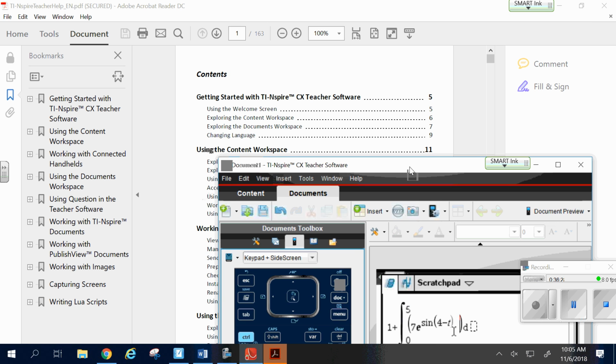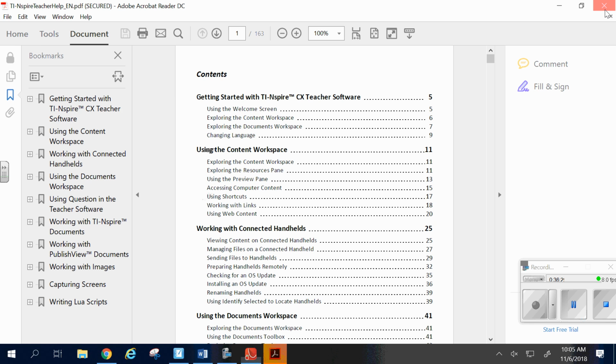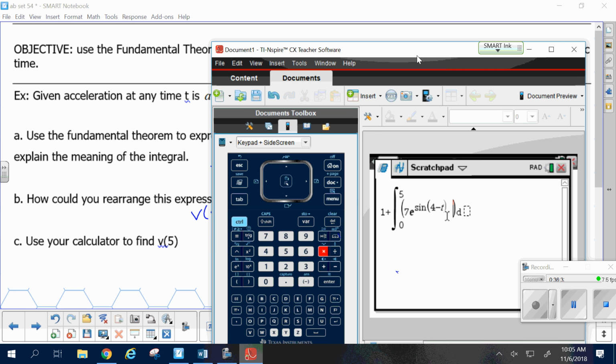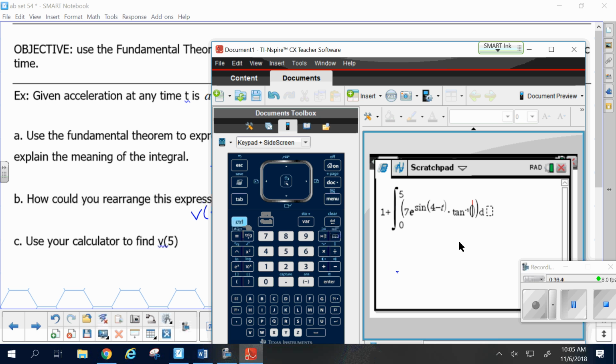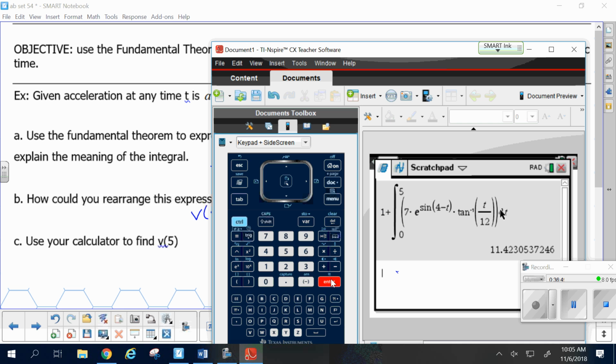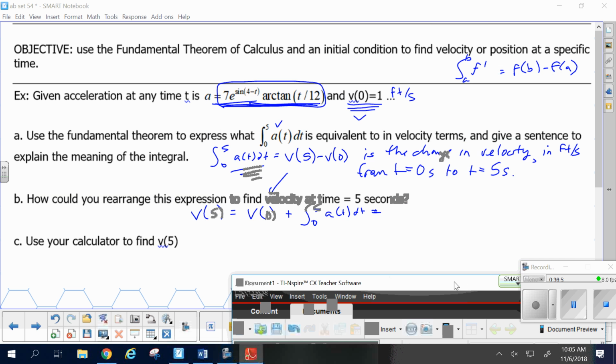Arctangent of t over 12, times arctangent, which is inverse tangent, same thing. T divided by 12 divided by 12 dt now, obviously, because you're integrating with respect to t, or t is your variable of integration. I get 11.42305. How about you? Okay, so 11.42305, that's an approximation because I'm rounding.